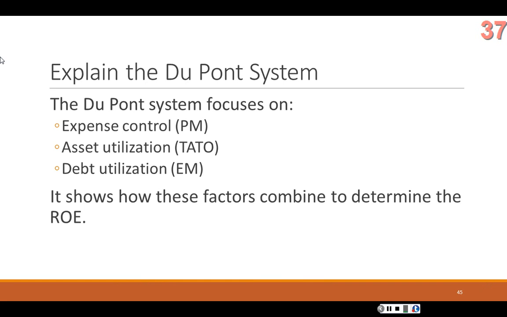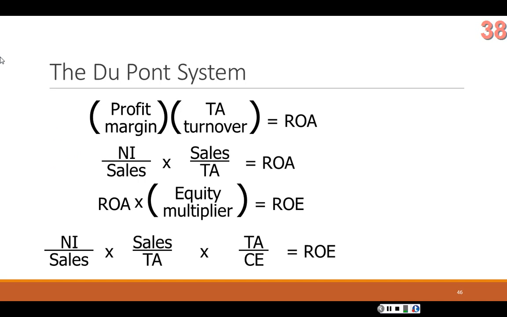We also have the DuPont system. This allows us to focus on expense control, asset utilization, and debt utilization. It shows how these factors combine to determine return on equity. So the DuPont system: profit margin times total asset turnover is equal to return on assets. You see that when you break them down.